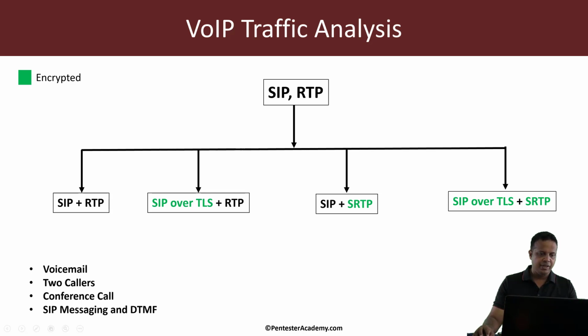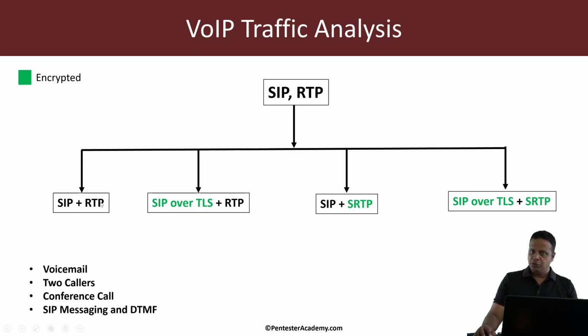The first case is SIP and RTP, both unencrypted. Then you have SIP encrypted but RTP not encrypted. Then SIP is not encrypted but RTP is, and that's actually called SRTP, or secure RTP. And finally, both of them are encrypted. Depending on the network, you may end up seeing a combination of all of these. In different networks, one network could be SIP with RTP and the other could be SIP plus SRTP.